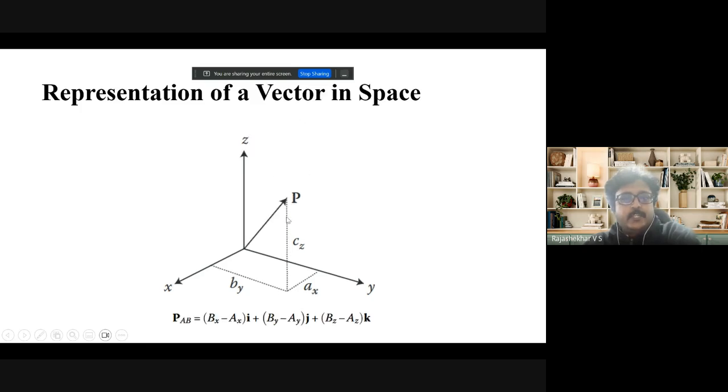Now, next, a vector in space. This is the vector in space: bx minus ax i plus by minus ay j plus bz minus az k. This is how you get the vector in space using two points, one over here and the other over here.